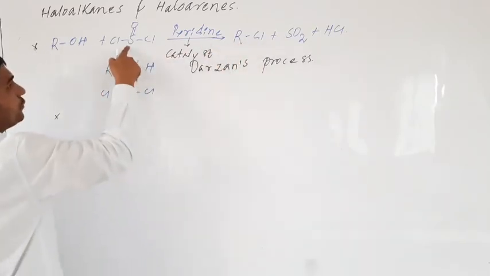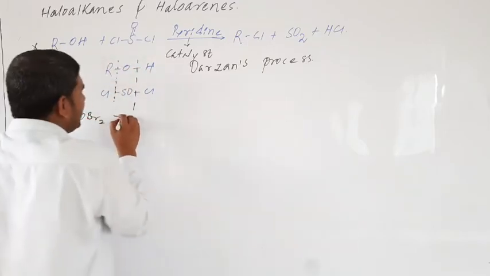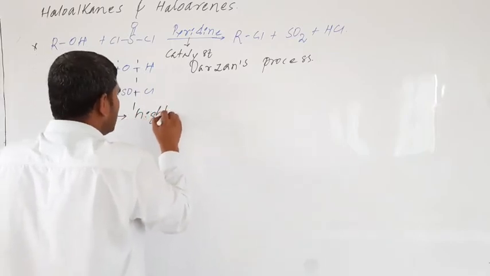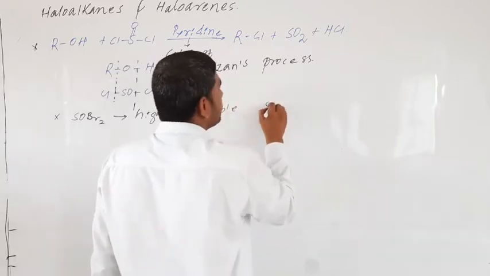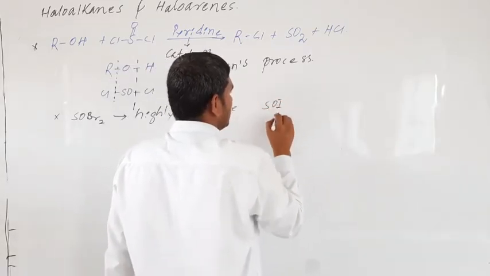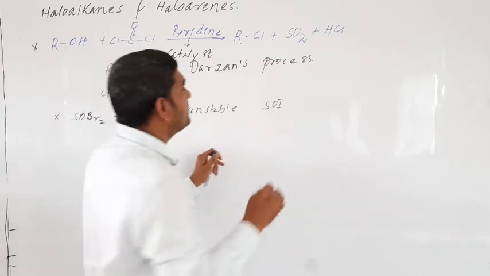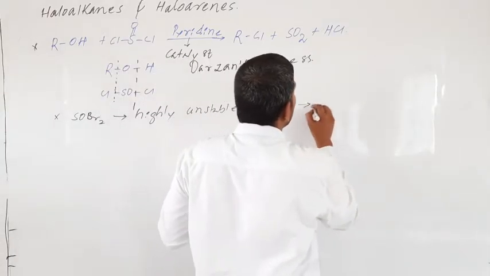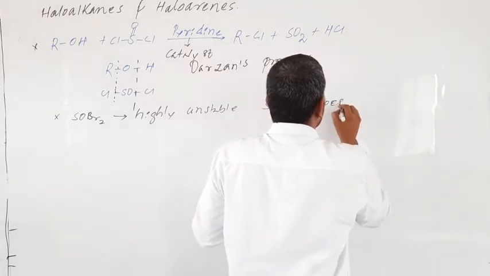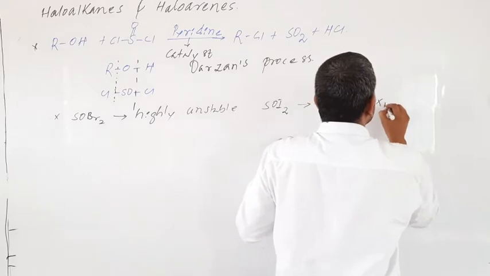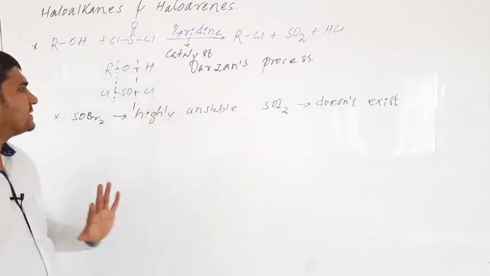Till now we discussed different methods, and one more thing over here, by using this method we can't prepare bromoalkane and iodoalkane. Why? To prepare bromo and iodo, we need to take SOBr2, which is highly unstable. We can't use this one. And SOI2, thioiodide, cannot be prepared. This does not exist. Understood? This compound SOI2 doesn't exist.